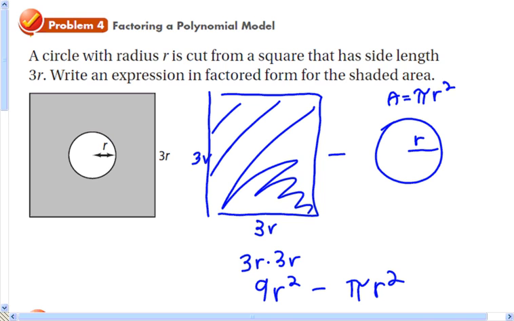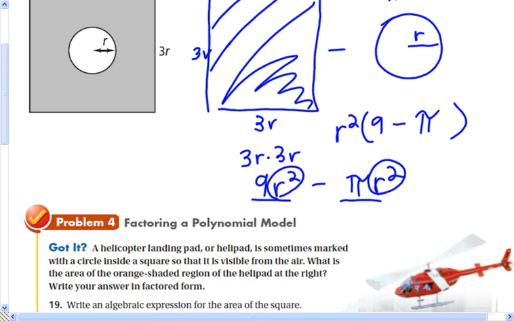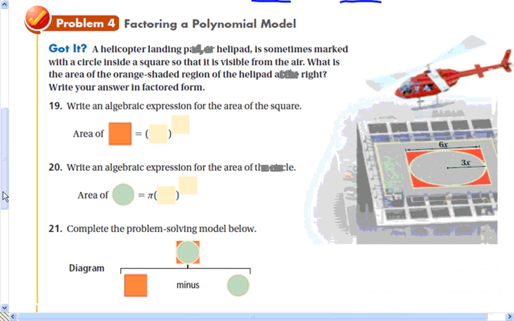Now, if I'm going to put this in factored form, I'm going to think about these two terms and what they both have in common. And we can see that they both have a common factor of r squared. So I'm going to write this using the distributive property. If I factor out an r squared from 9r squared, I'm left with 9. And if I factor out an r squared from pi r squared, I get pi. So in factored form, we get r squared times the quantity 9 minus pi. All right, go ahead and try this problem. You can check back with your answer.